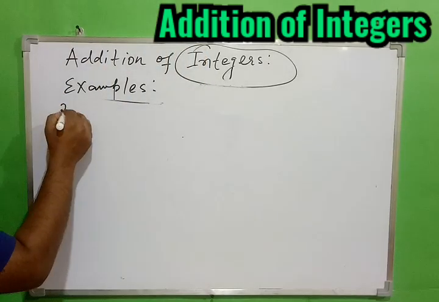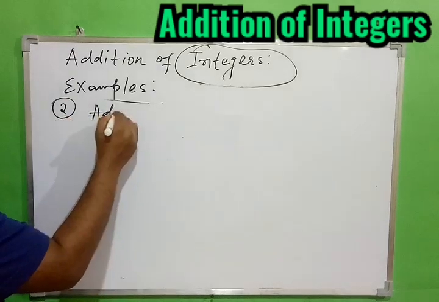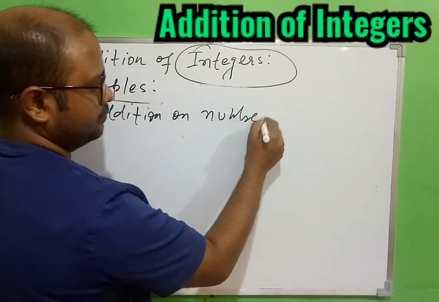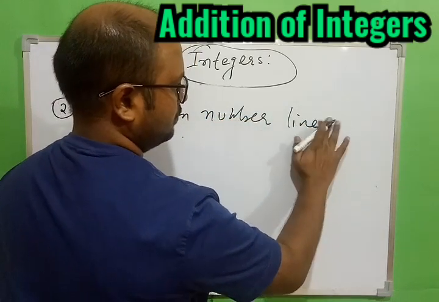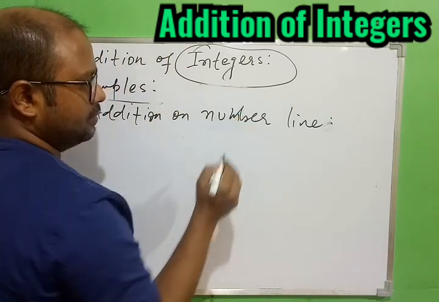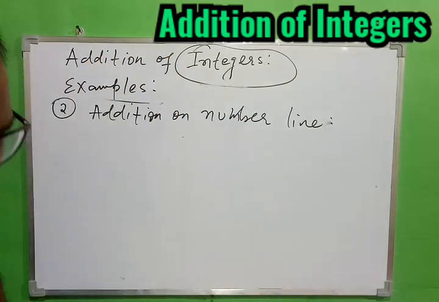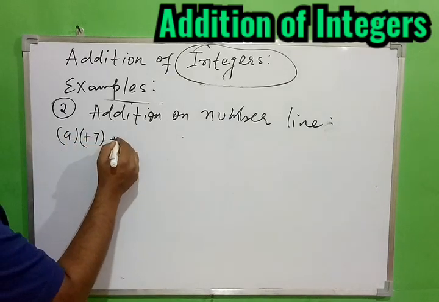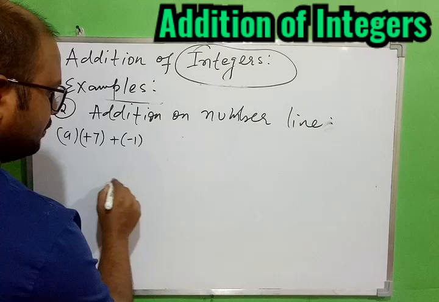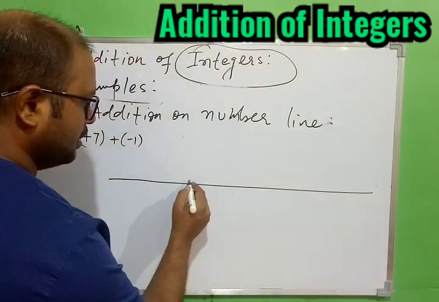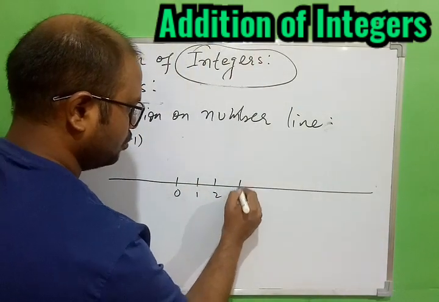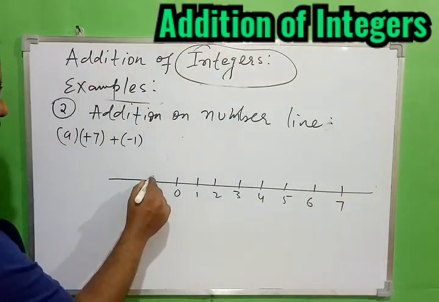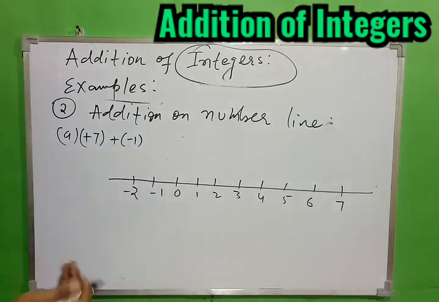Okay, so I hope you understood, and let's take one question based on the number line. So number 2, that is addition on the number line. So the very first is given plus 7 minus 1, plus 7 and minus 1. So first let's make a rough number line: 0 1 2 3 4 5 6 7, minus 1, minus 2 if it is required.